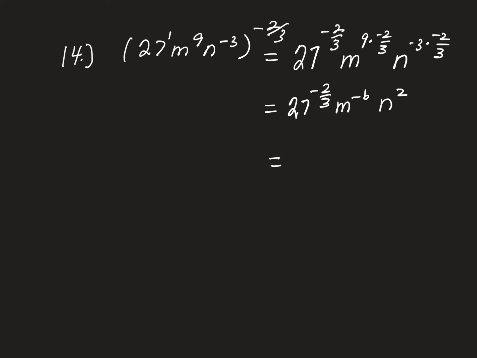So that negative 2/3 means it has to be in the denominator. So you have 27 raised to the 2/3 power. M to the negative 6 is going to be m to the 6. And then you have n squared. Okay, to clean this up more, it's going to be n squared. And I did type in 27 to the 2/3 in the calculator. That's 9m to the 6.